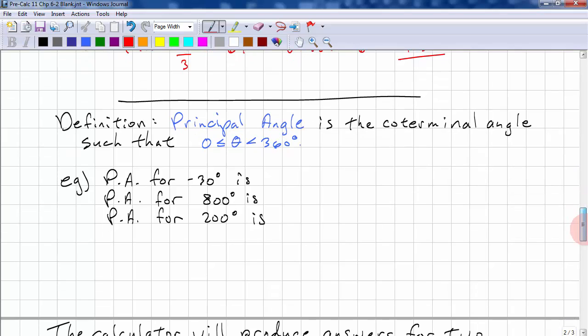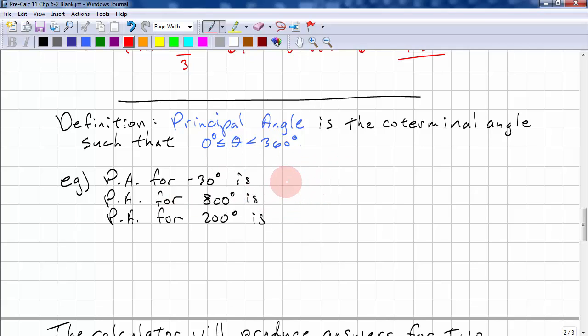Now, something that you'll need to know is the principal angle, and that's the coterminal angle such that 0 degrees is less than or equal to theta is less than 360 degrees. And one way to find the principal angle is simply to add or subtract 360 until it's within this domain.